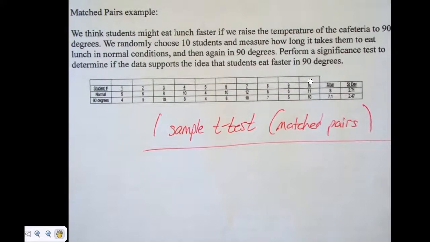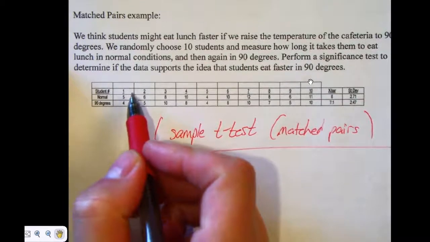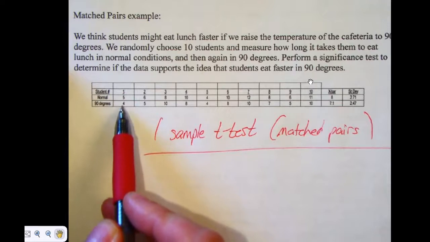So they'll very often, and it's hard to read all this on here, I know. Okay, good. So I gave you a student. I had the one student eat in normal conditions, and it took him 5 minutes to eat lunch. Then I had him eat in 90-degree weather. It took him 4 minutes to eat lunch.